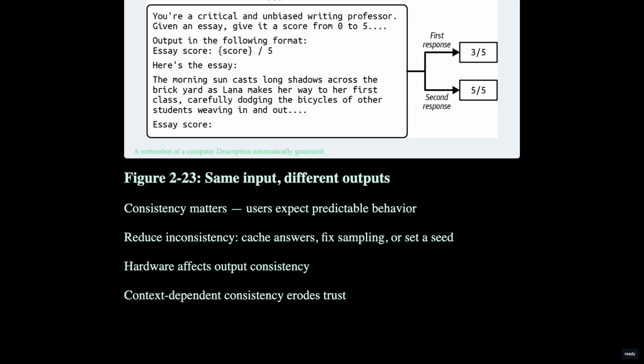Tuning output settings to produce consistent results helps, but it won't build confidence if that consistency only appears in one context. Imagine a teacher who grades reliably in one room but gives wildly different scores in another. You'd doubt their fairness. Aim for systems that stay stable across different contexts, not just a single setup.